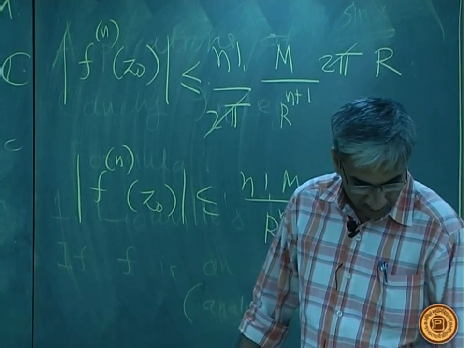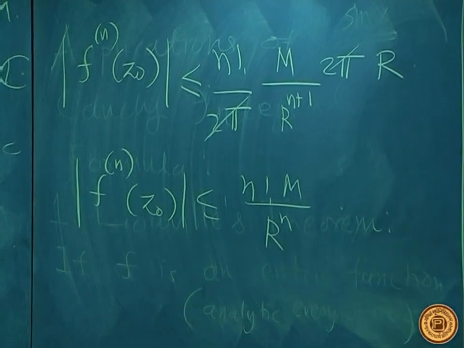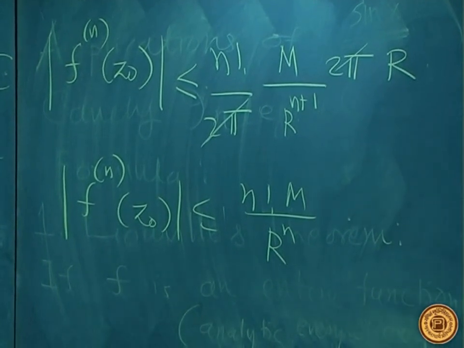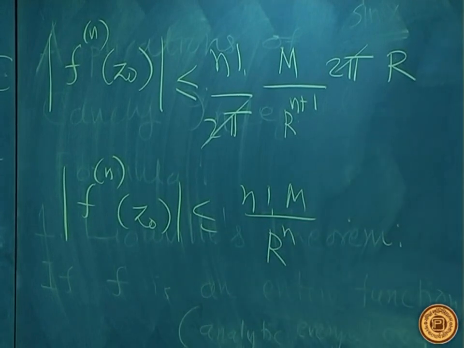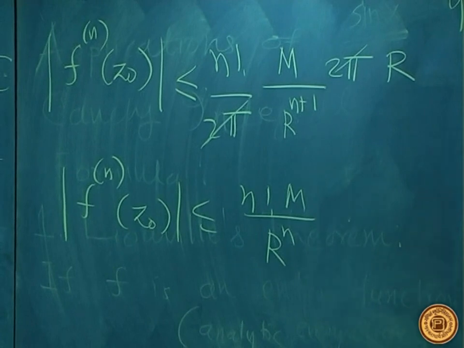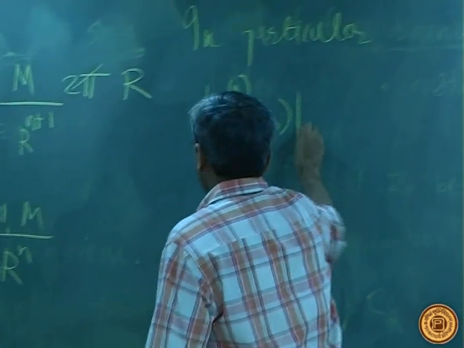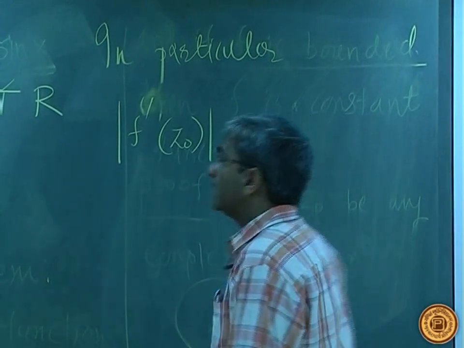Now, in particular, if you take n equal to 1, what will happen? In this upper bound on the nth derivative, if n is equal to 1, the mod of the first derivative at z0 is less than or equal to M upon r.